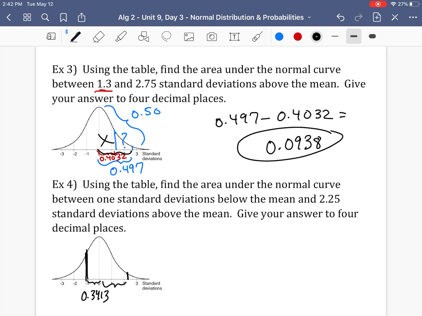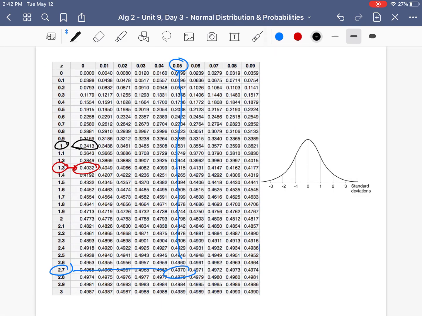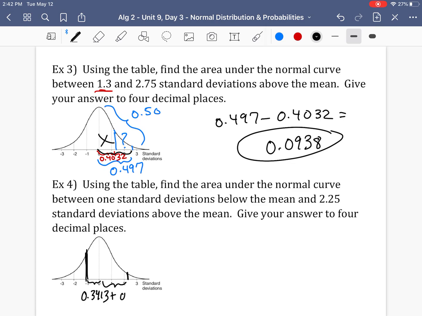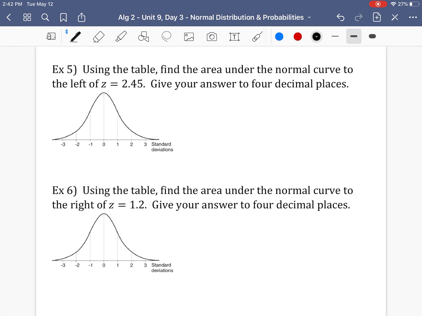Now all I have to do is look up the space, and I will add them together. So that's 225. So 2.25, so here's 2.2. This blue line is my 5. So I'll be looking right there, 4878. So 0.4878. So we will just add those up. So 0.3413 plus 0.4878 gets me 0.8291. Okay?